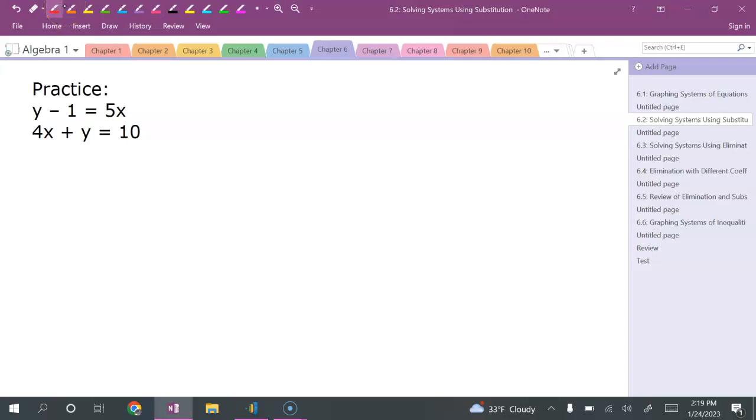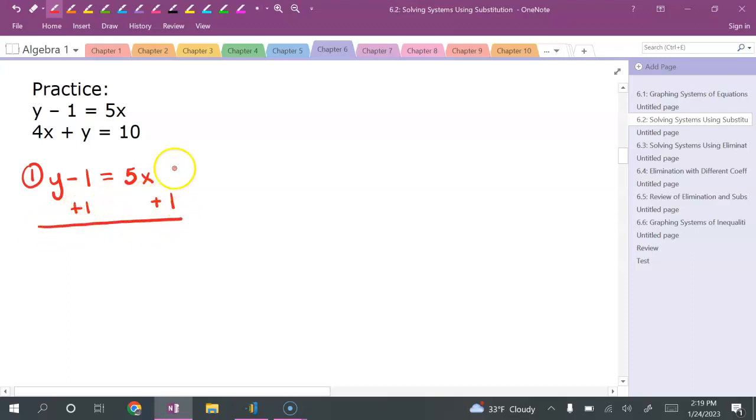Okay, so what I did first on this one is I rewrote that top equation. So right now it says y minus 1 equals 5x. What I did is add the 1 over, so that it says y equals 5x plus 1. Then for my second step, I plugged that 5x plus 1 in for the y in the second equation. So it says now 4x, and instead of plus y, it says plus 5x plus 1 equals 10.